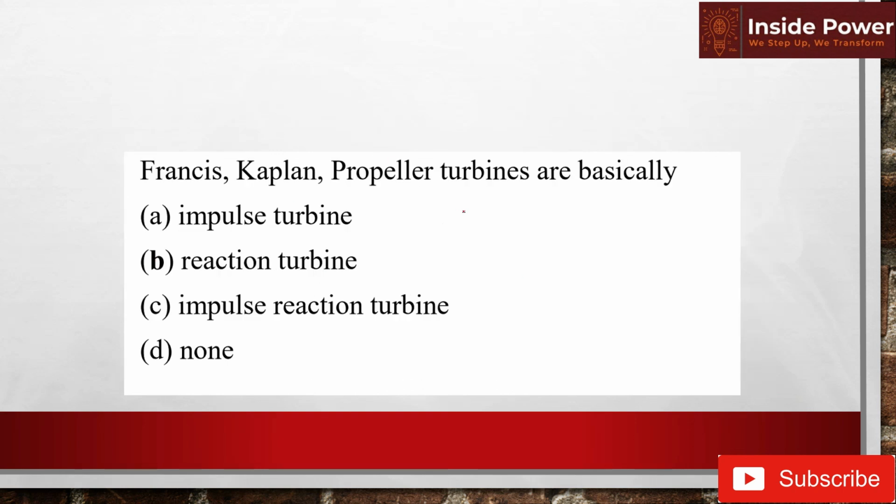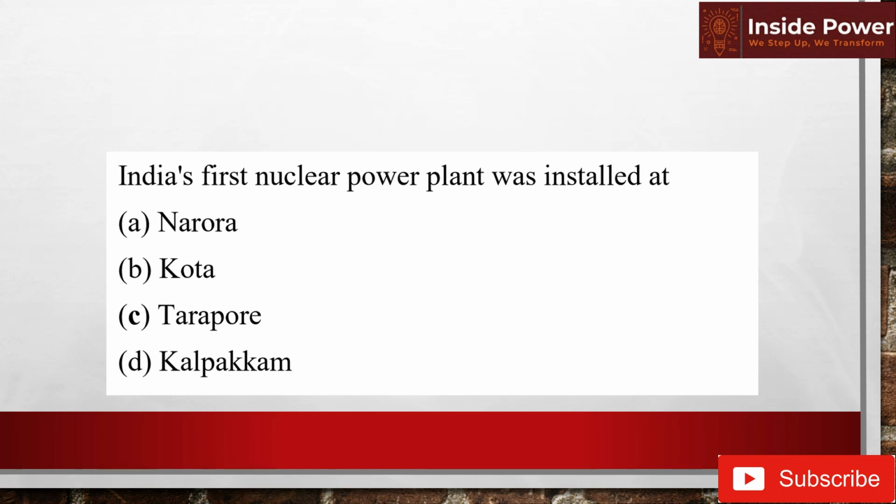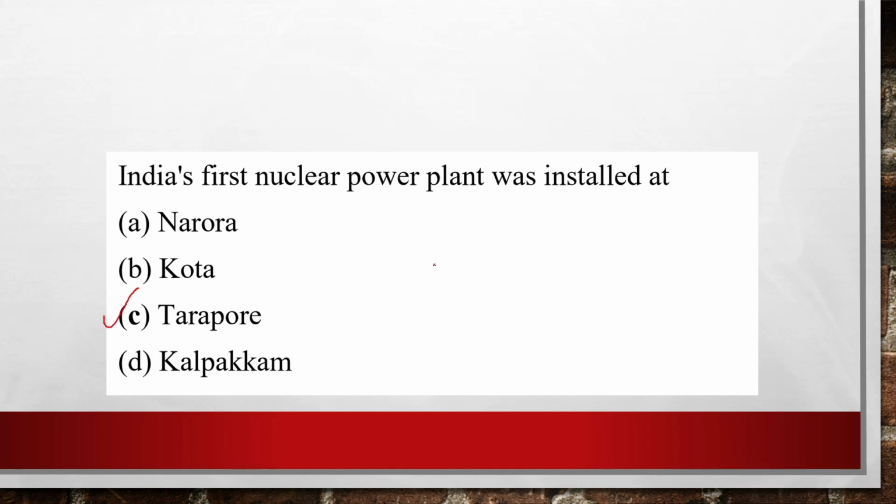Francis, Kaplan and Propeller turbines are basically reaction turbines, and the impulse turbine is the Pelton wheel. So only one is an impulse turbine and the reaction turbines are three. India's first nuclear power plant was installed at: Narora, Kota, Tarapur, Kalpakkam. The option is Tarapur, India's first nuclear power plant.